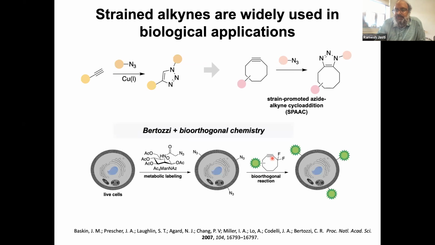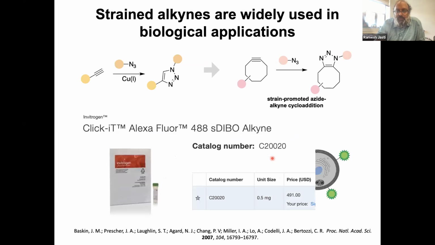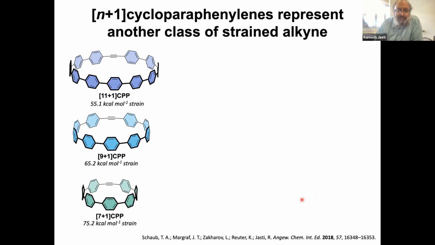And these strained alkynes have become so ubiquitous in biology research that, of course, you can look on Thermo Fisher's website and buy these types of reagents, like this one, the DIBO reagent. It's not a cheap reagent to get, but in these kinds of experiments, you don't really need much. So this is an example of where strain is used in probe design. Okay, so in 2018, we made a series of nanohoops that have a bent alkyne in the backbone.